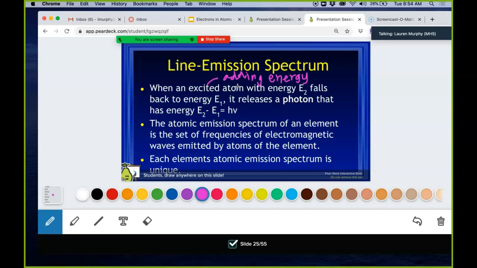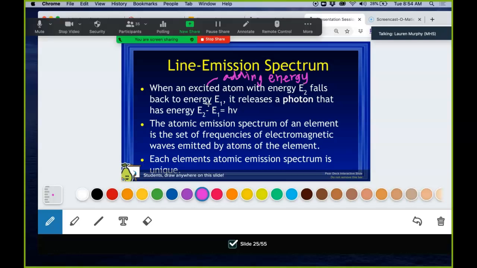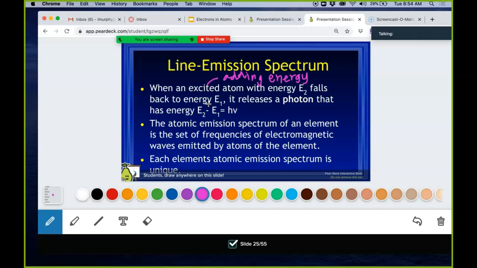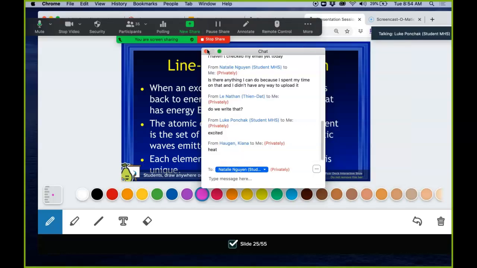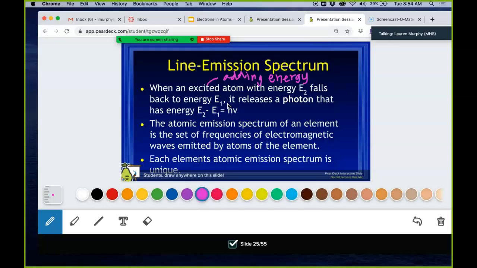Anybody know another way we can excite electrons in an atom? Like by adding energy besides electricity? So electricity is one way. It provides energy. Anybody know another way? What do they do to fireworks? What do you do to fireworks? Light them. Yeah, you light them, which is also providing heat. Okay, so adding energy, so that's like in the form of electricity or heat. So that's how they do fireworks.